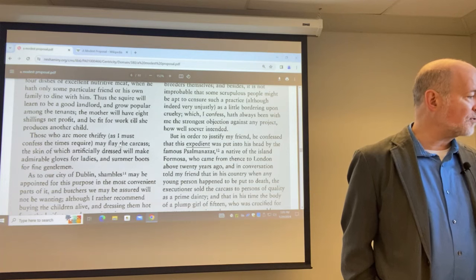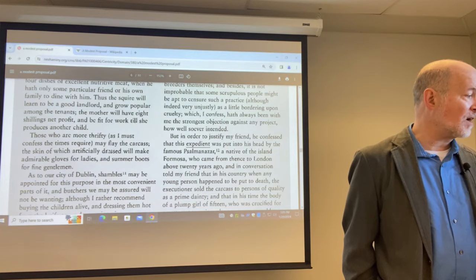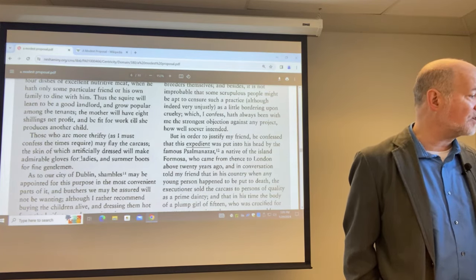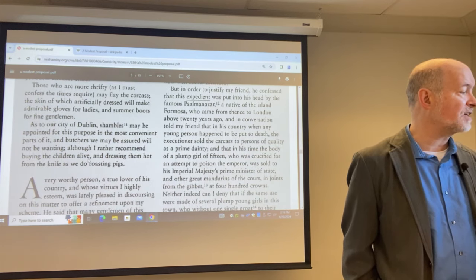Those who are more thrifty, as I must confess the times require, may flay the carcass, the skin of which artificially dressed will make admirable gloves for ladies and summer boots for fine gentlemen.